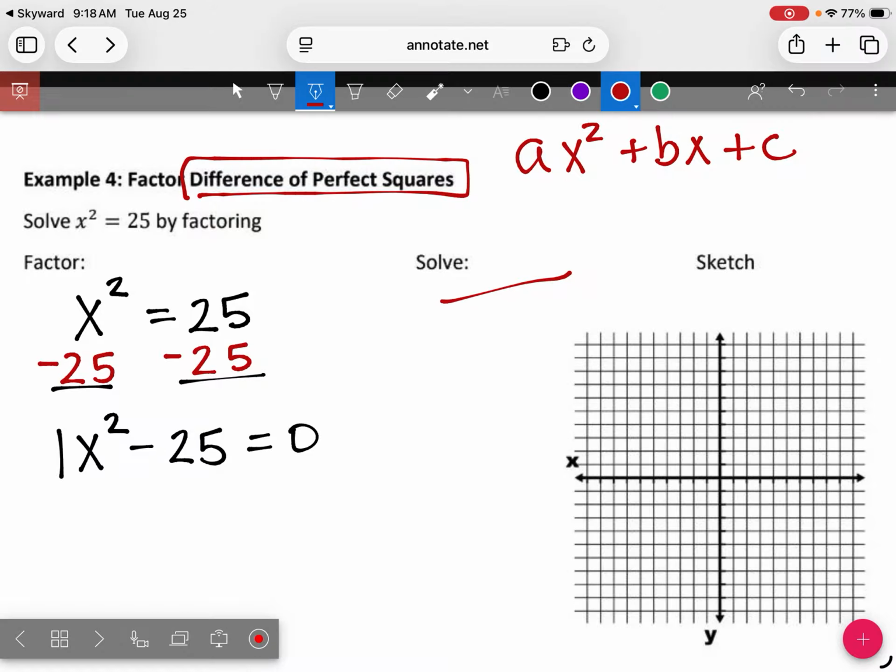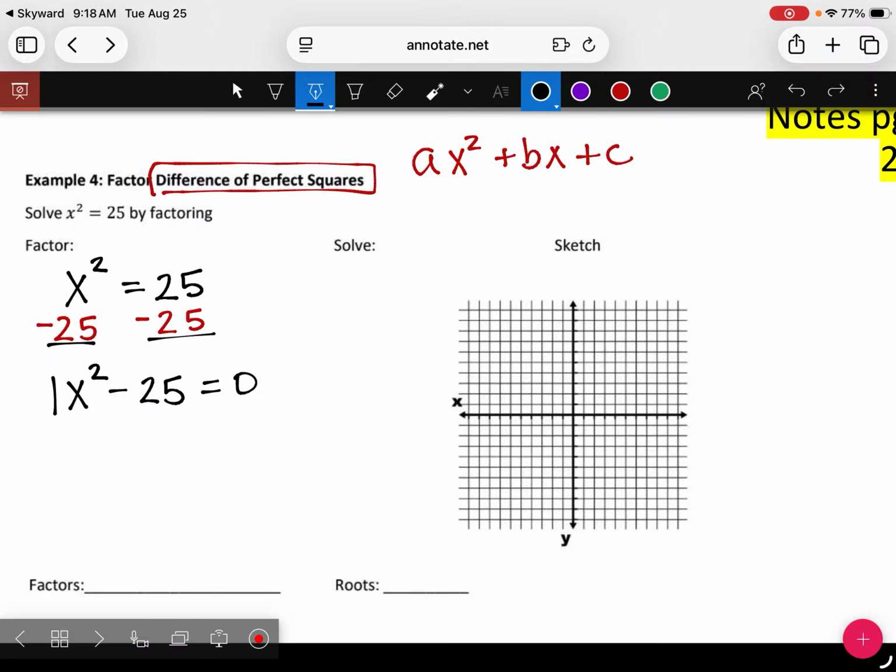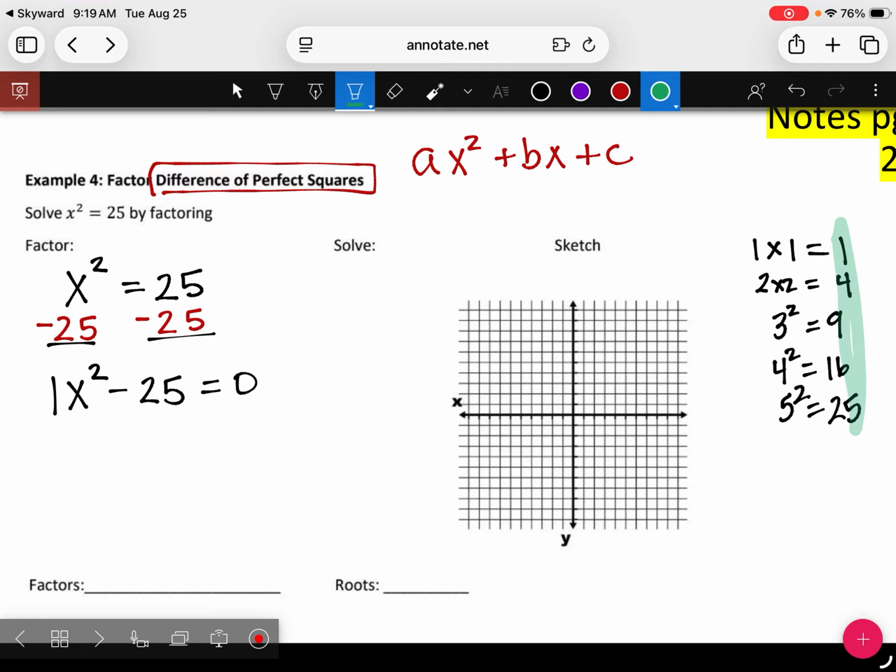So for example, let me make a couple. A perfect square would be 1 times 1 is 1. So 1 is a perfect square, obviously. 2 times 2 is 4. So 4 is a perfect square. What's 3 times 3? 3 times 3 is 9. 4 times 4 is 16. 5 times 5 is 25. So when you look at these numbers, these are called perfect squares.